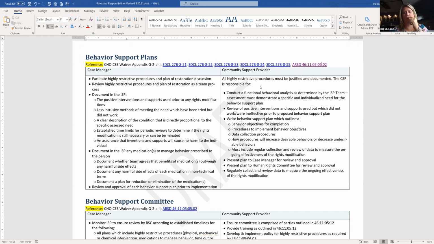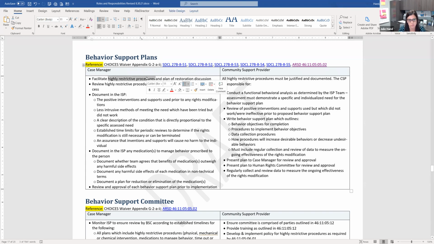Jays, I think that's something we're going to have to talk about in the other committee, in the other work group, because I did not catch that. But if it's highly restrictive, it could say behavior support plan here instead of highly restrictive procedures. So, facilitate behavior support plan discussion. The highly restrictive will include all those other things now.